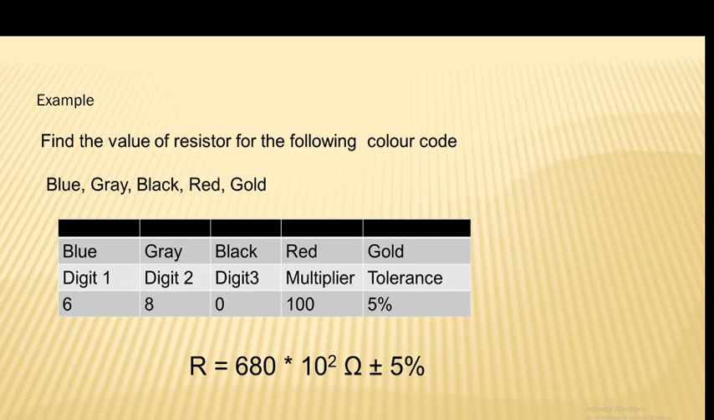The fourth color band is the multiplier, which is red. The number assigned to the red color is 2, and hence I write that number as 10 to the power 2. The fifth color band is gold, and hence it is the tolerance. It is always represented as 5%, and hence the value of the resistor is 680 into 10 to the power 2 ohm plus minus 5%.